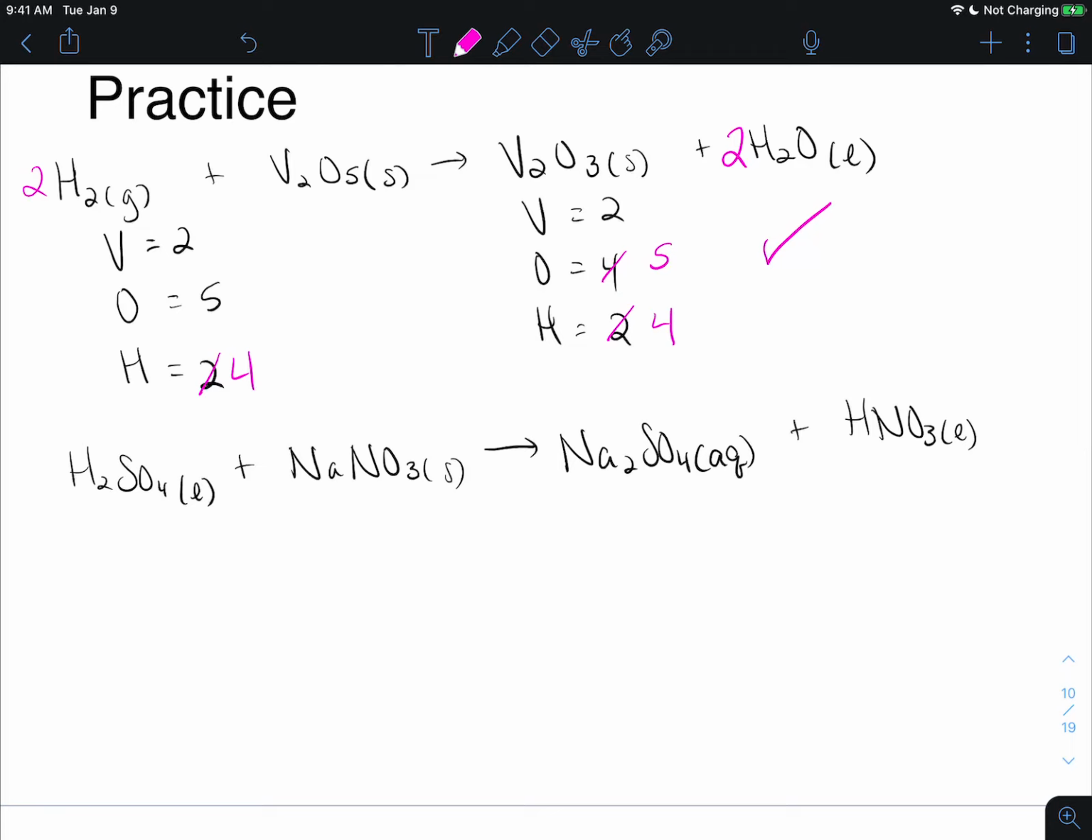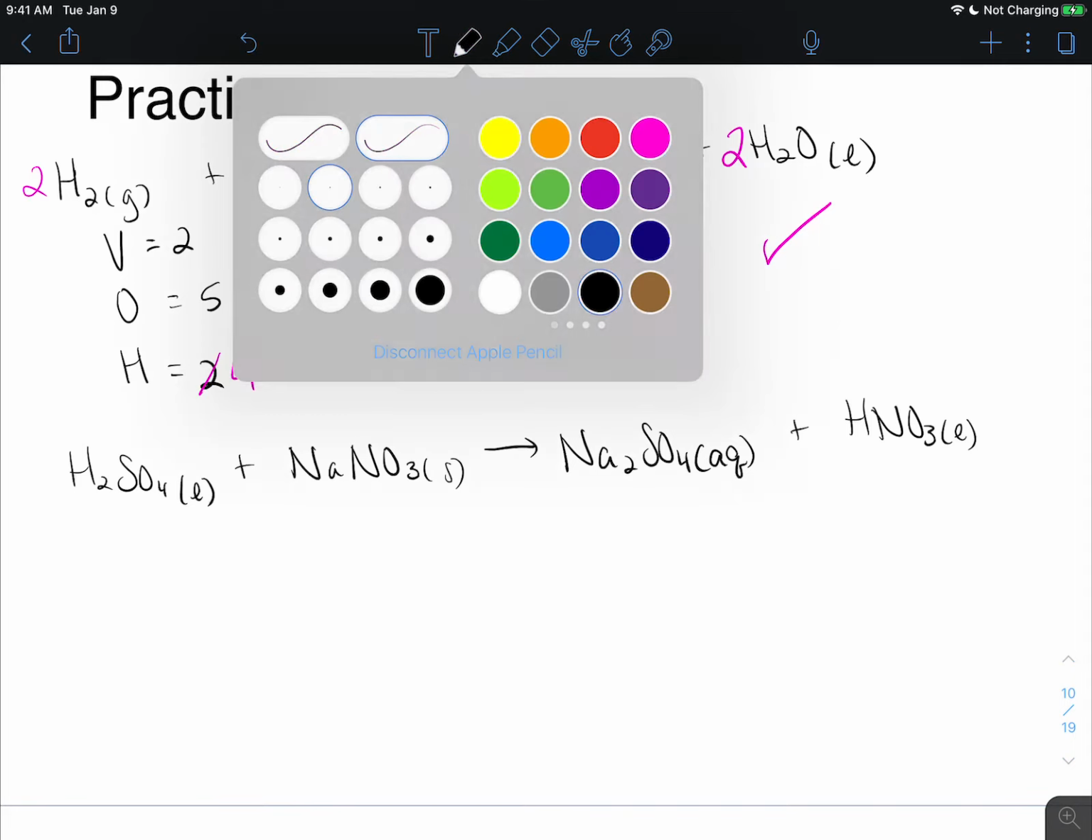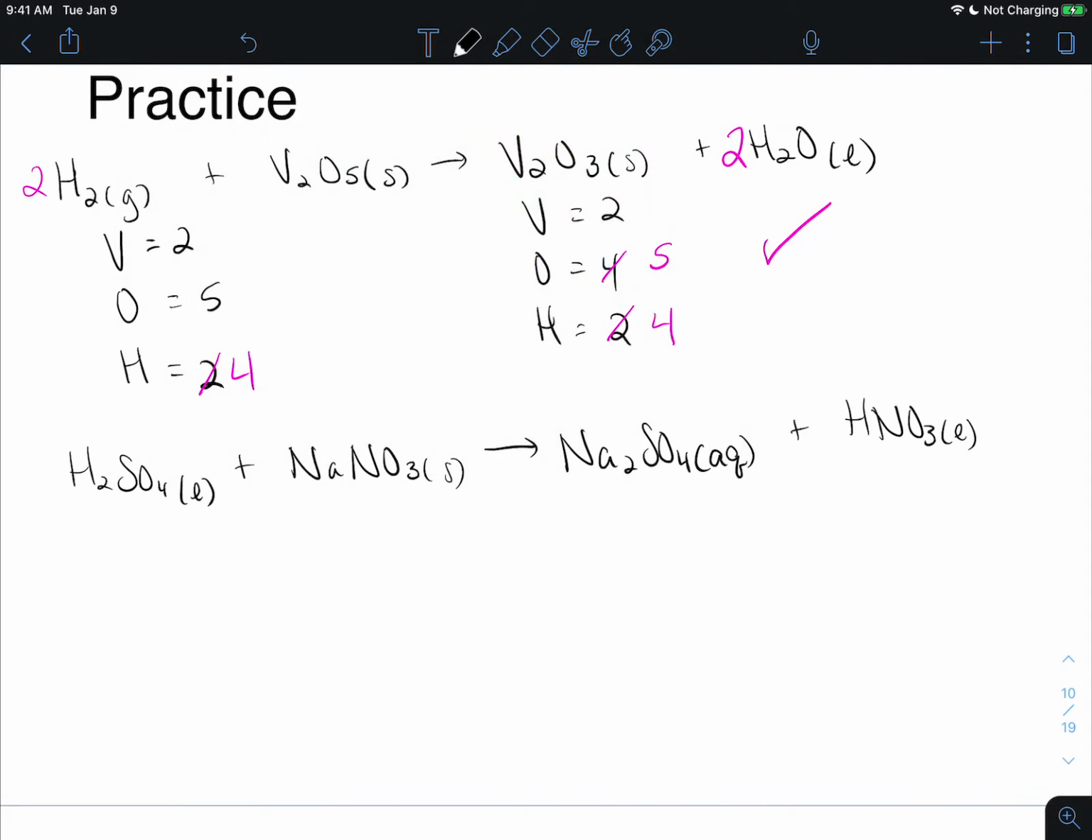Next is this one. Now, hopefully the first thing you guys recognize is that we have polyatomics. And as I said, the only time we don't keep them together is if they're not on both sides. But if you see a polyatomic on both sides of the equation, keep those polyatomics together. So we're going to balance this as sodium first, then sulfate, nitrate, and lastly hydrogen.